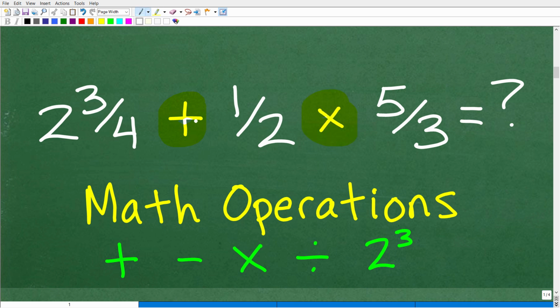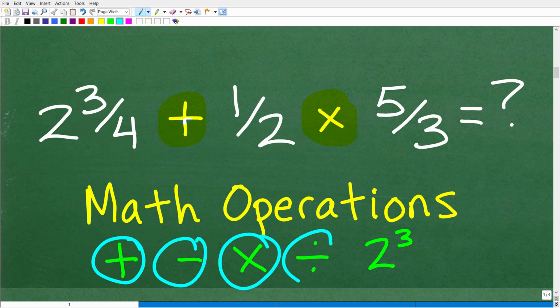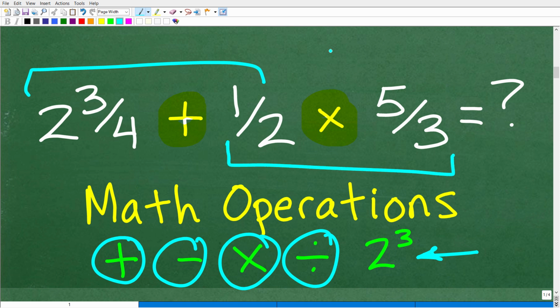These things in mathematics are called mathematical operators, okay? Math operations: addition, subtraction, multiplication, and division. And I bring up powers as well because we need to know the correct order to do this problem. Should we add first or should we multiply first? If you add first, you're going to get one answer. If you multiply first, you're going to get another answer. So knowing the correct order to deal with a math problem where you have different math operations involved is critically important.